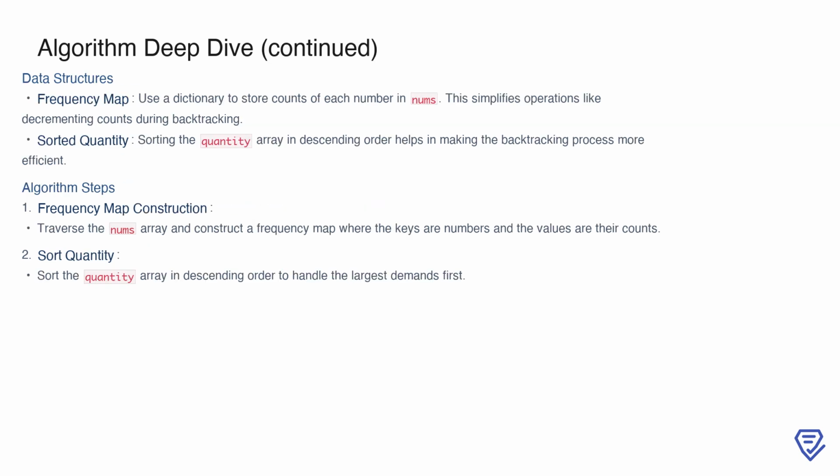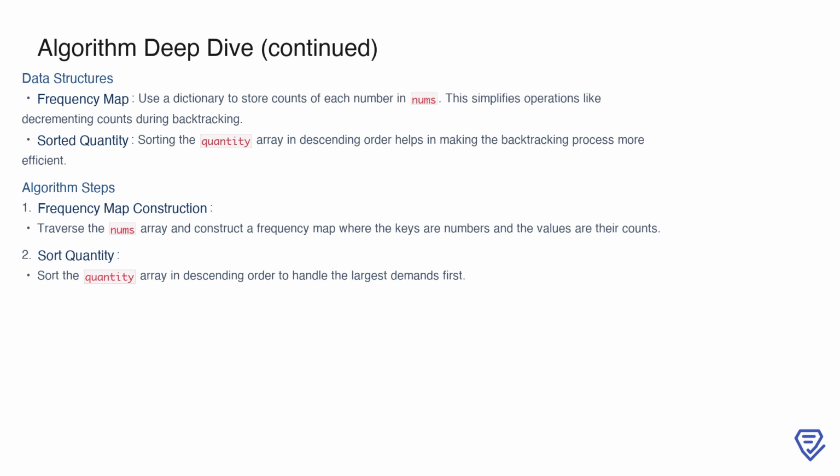To implement the solution effectively, we rely on two key data structures. First, the frequency map, which is a dictionary that maps each unique number in nums to its count. This makes it easy to track and update the availability of each number during the backtracking process. Second, the quantity array is sorted in descending order to prioritize larger demands. This sorting step significantly enhances the efficiency of our algorithm by addressing the most restrictive requirements first.